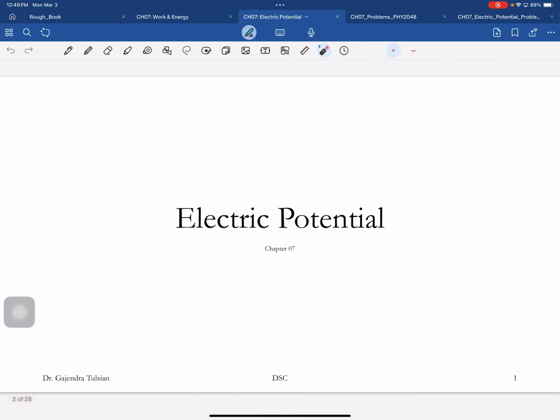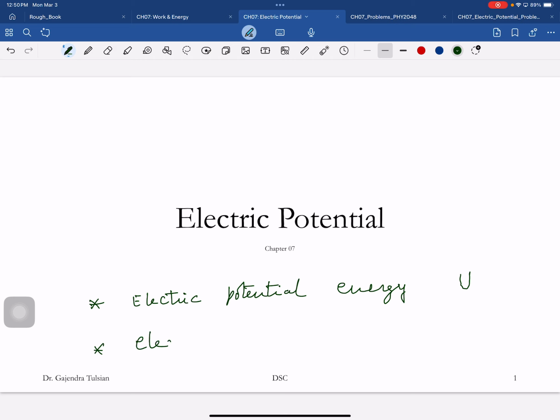All right, so again, like I said, there are two terms, and you want to be careful. Electric potential energy, denoted by U, and electric potential, which is the title of the chapter, which is denoted by V, and delta V, the change in V, is equal to delta U by Q. Okay? And I'll show you why we define that.